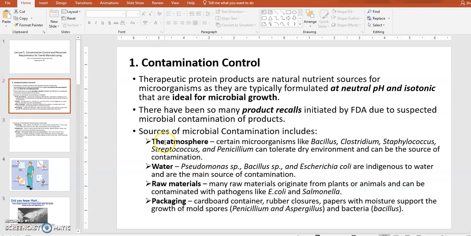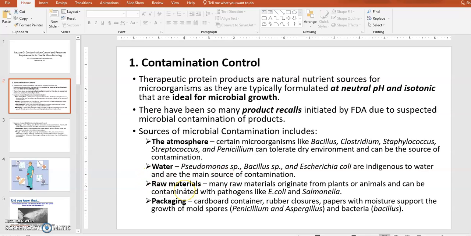So source of microbial contaminations, where do they come from? Of course, the atmosphere, the air. There are a lot of spores that are floating, so they could land in your drug product and they can grow. And then raw materials, of course, including water. Water may have microbes in there. Pseudomonas species, Bacillus species, E. coli, those are kind of indigenous, meaning naturally occurring microbes in the water if it is not treated well.